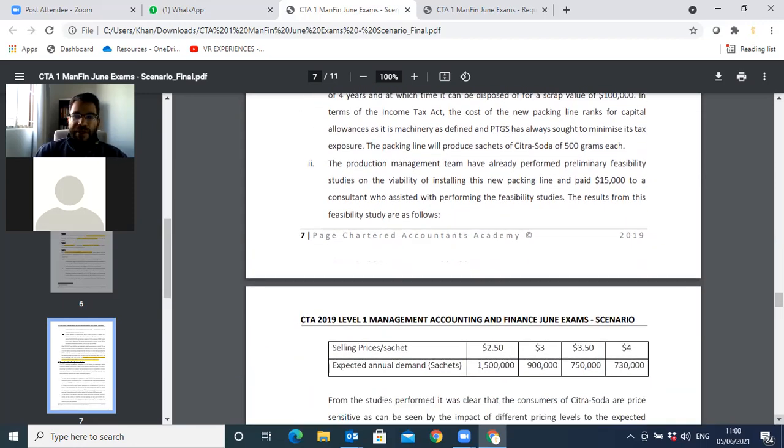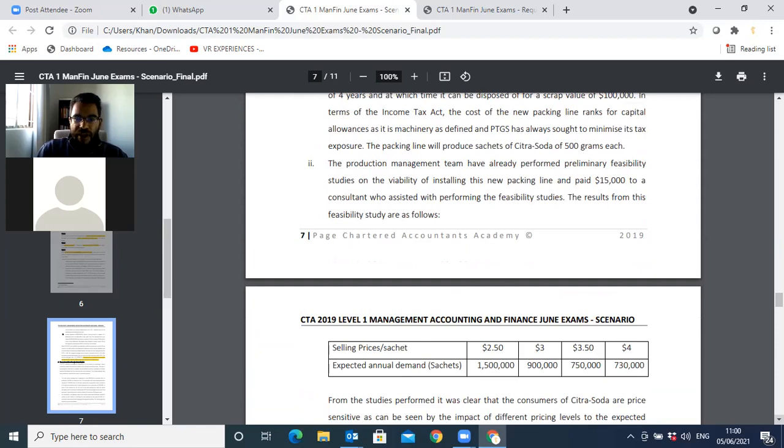The production management team have already performed preliminary feasibility studies on the viability of installing the new packing line and paid $15,000 to a consultant who assisted with performing the feasibility studies. The results from this feasibility study are as follows. Okay, so what is important to take note?